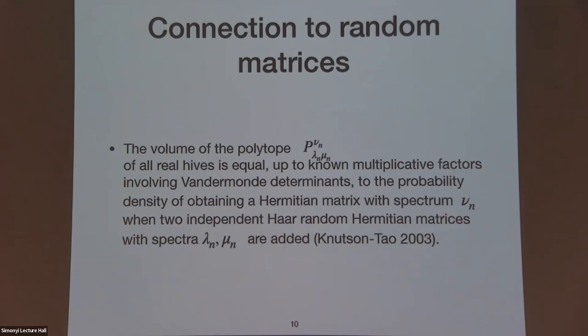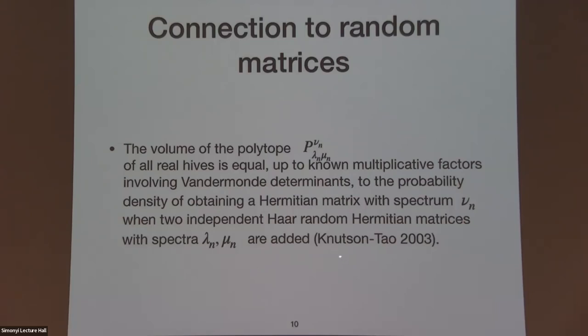And now I'll come to the main topic of our talk, which is the connection of these Hive polytopes with random matrices. Not only is the number of integer points in these polytopes important in Littlewood-Richardson coefficients, but the volume of these polytopes has a close connection to the random matrix Horn problem, which is: what is the spectrum of the sum of two matrices with given spectra? If you want to know the probability that when I take two random Hermitian matrices with given spectra, add them up and get a particular spectrum, that is equal to the volume of this Hive polytope, which is cut out by these rhombus constraints, with some known multiplicative factors involving Vandermonde determinants as a small correction.